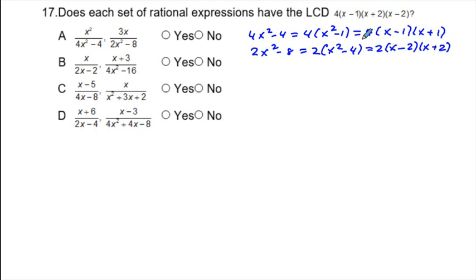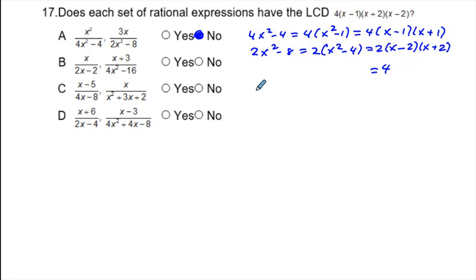And so what that's going to be is, none of these are in common. We're going to get 4 definitely, but we're going to get x minus 1 and we'll have x plus 1 and x plus 2, x minus 2. So no, this cannot be it.